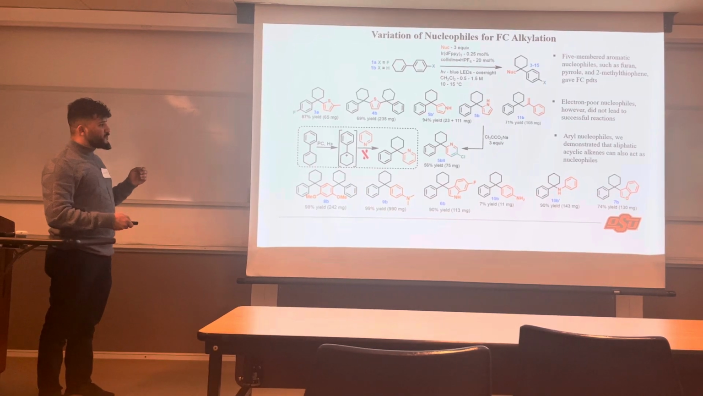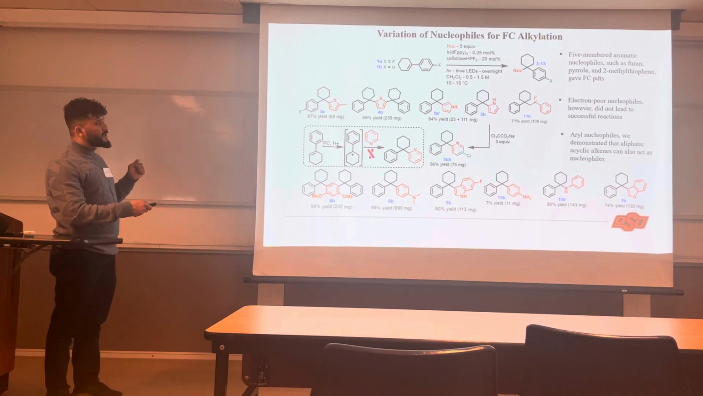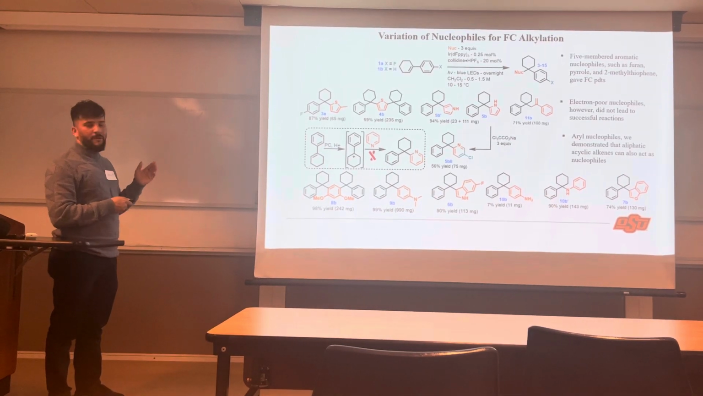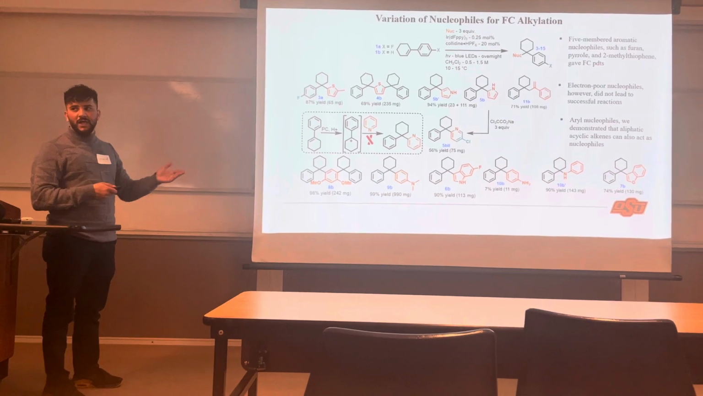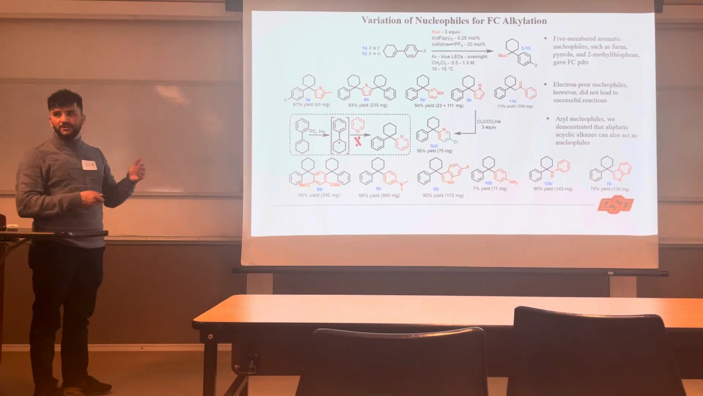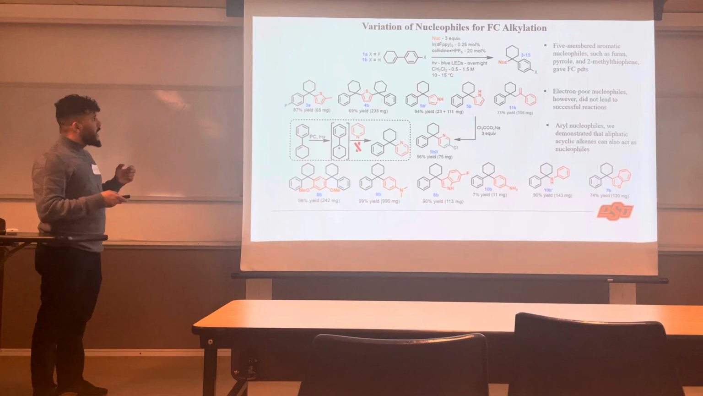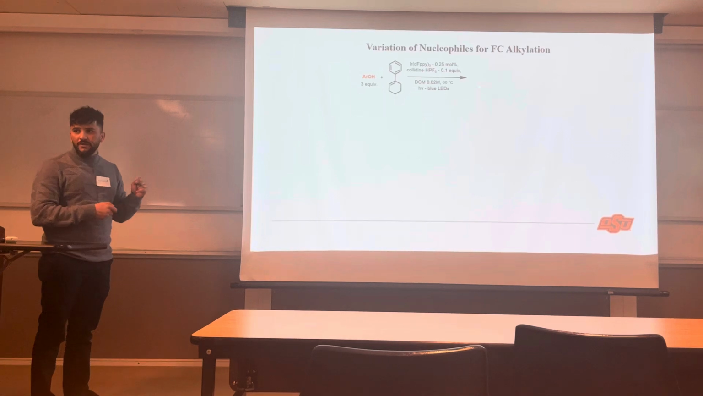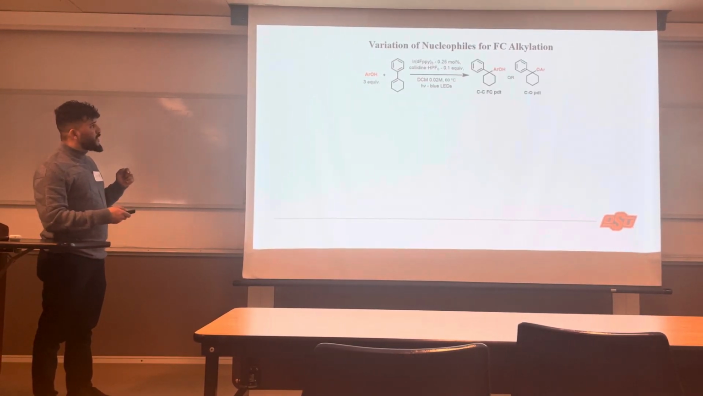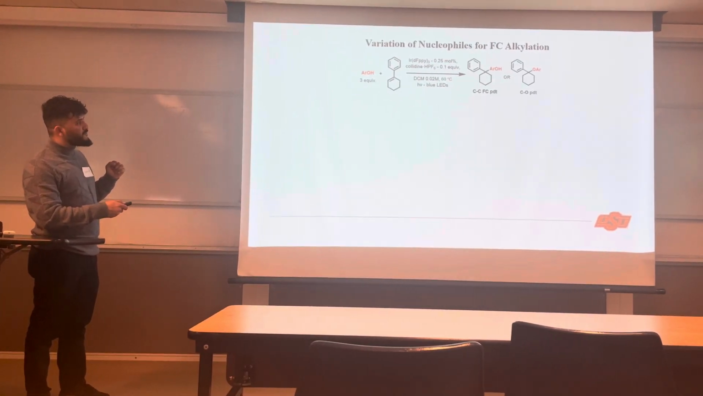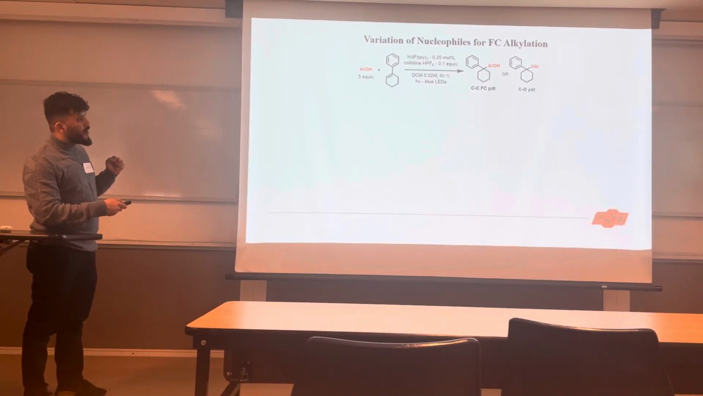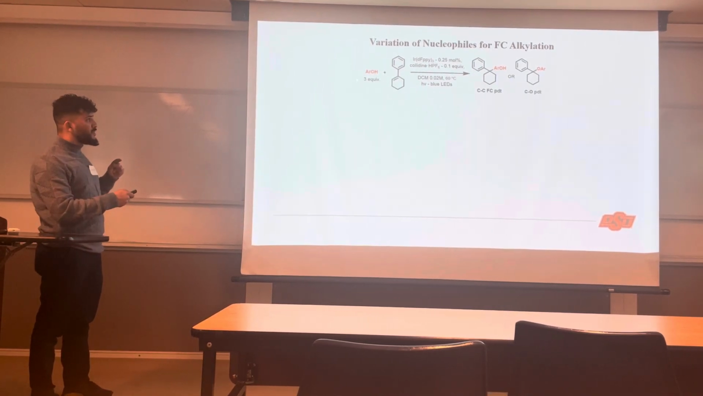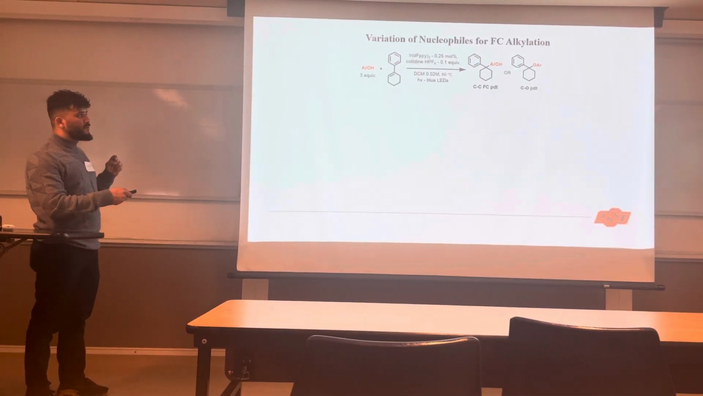Here are other nucleophiles that were screened. Here we showed that we can use acyclic alkenes, so you don't have to use an arene nucleophile. You can use acyclic alkenes because they're also known to act as nucleophiles. Another nucleophile we screened is the aryl hydroxy. The reason is that we wanted to see if we form the carbon-carbon FC product or the carbon-oxygen product. The aryl hydroxy are known to have two nucleophilic sites, the oxygen and the carbon. So we just wanted to know which one of those we can form.